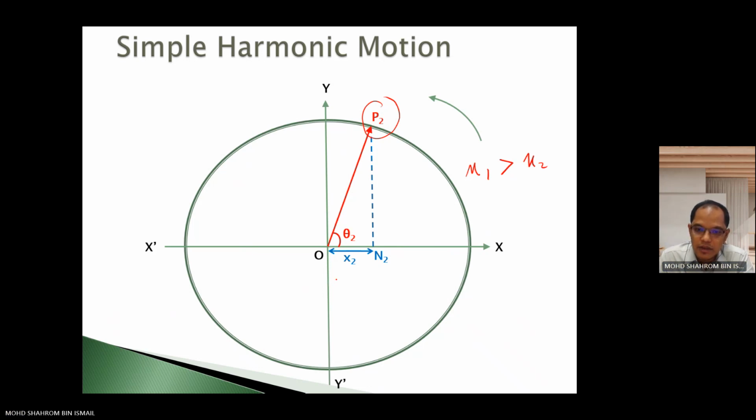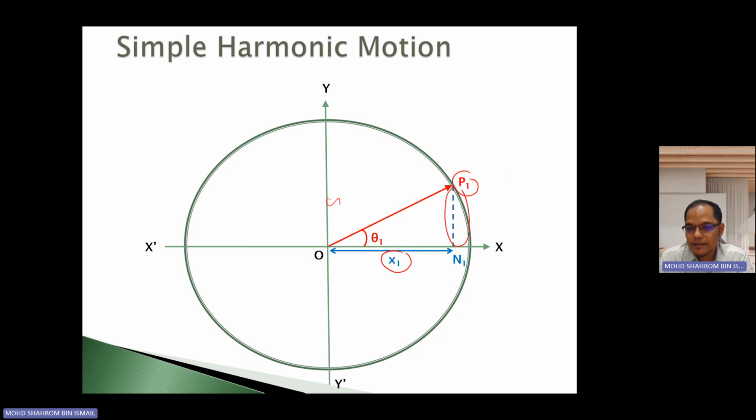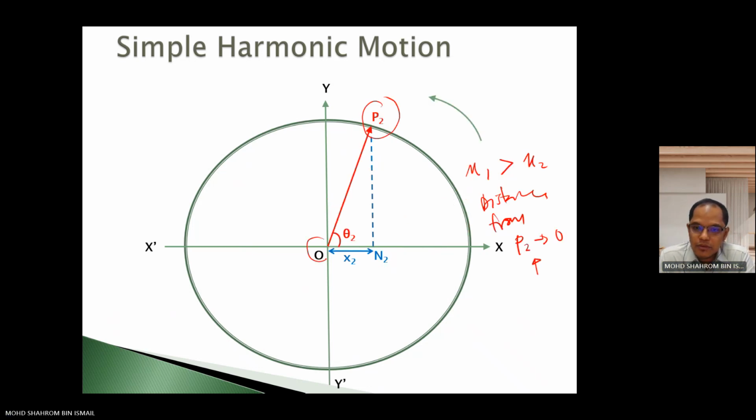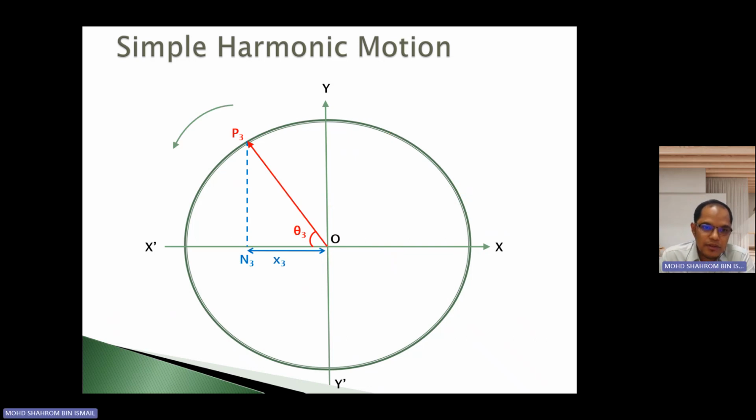Since the distance to reach N2 is quite short, yet P2 is much higher, the distance from P2 to 0 is much higher compared to the first case. For the third case, the distance from P3 to 0 is much higher, and if we compare from 0 to N3, the distance is X3.